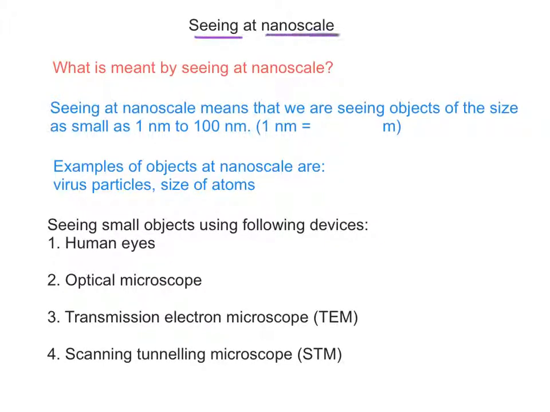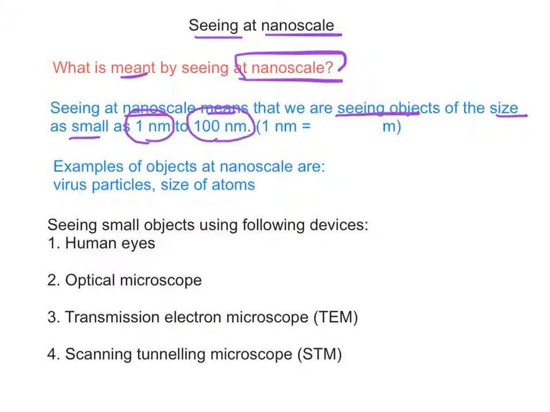Seeing at nanoscale. What is meant by seeing at nanoscale? Seeing at nanoscales means that we are seeing objects of the size as small as 1 nanometer to 100 nanometers. That is, 1 nanometer equals 10 to the power -9 meters. Examples of objects at nanoscales are virus particles and the size of atoms.